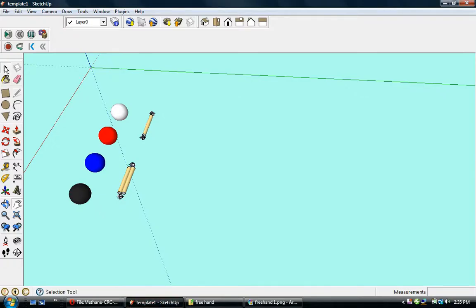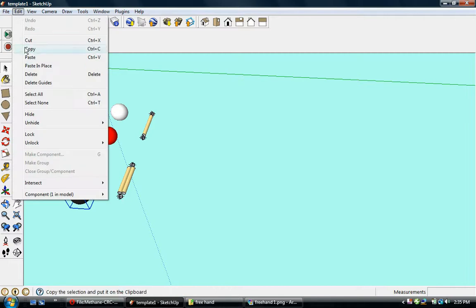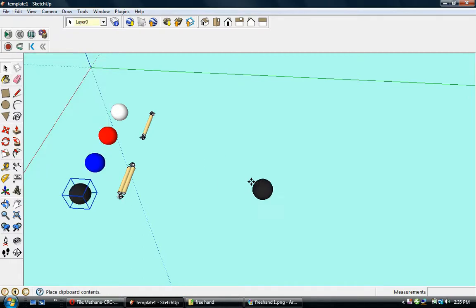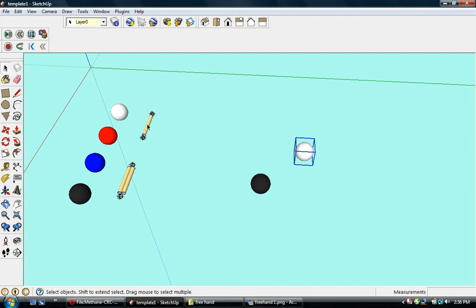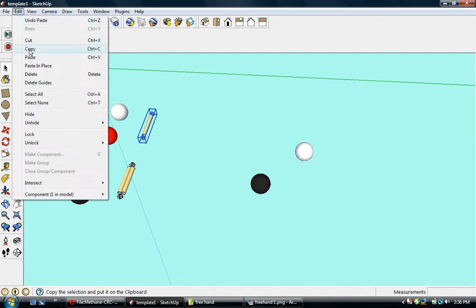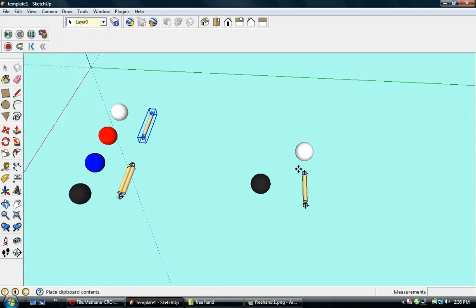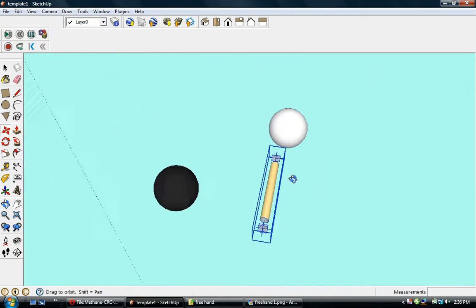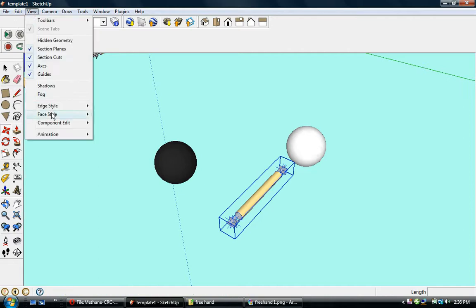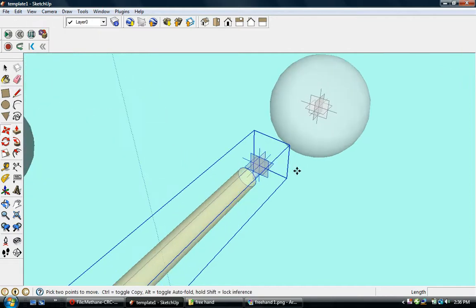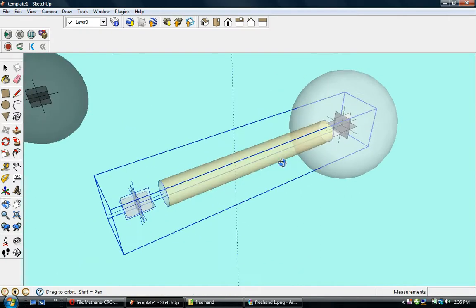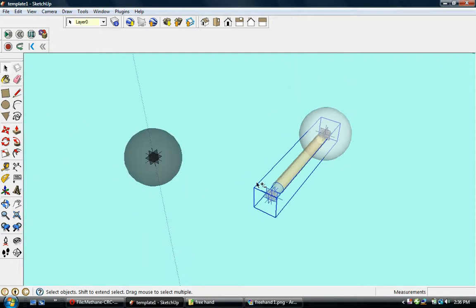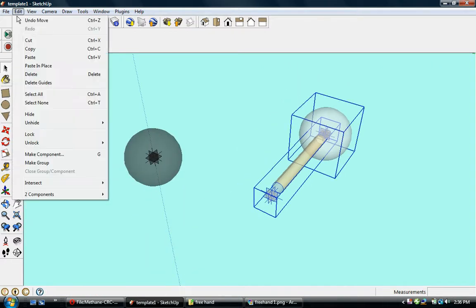Okay, that tells us that what we need is a carbon atom represented by a black ball, then a hydrogen atom represented by a white ball, and then we need a single atomic bond, which we'll put over here, and then we're going to connect these together. We'll go to View, Face Style, X-ray, and then connect the center points together, and then we will make this into a group.